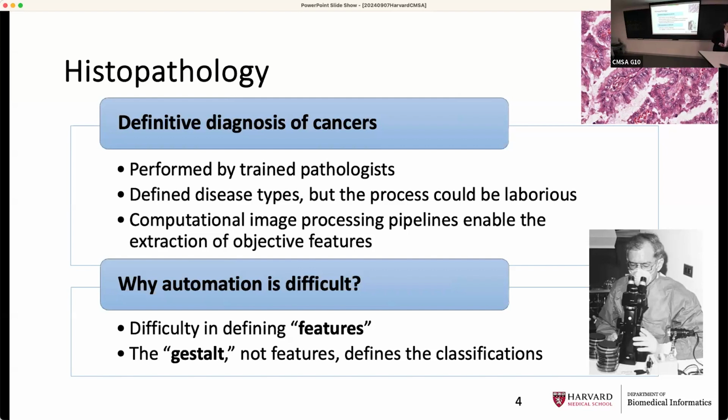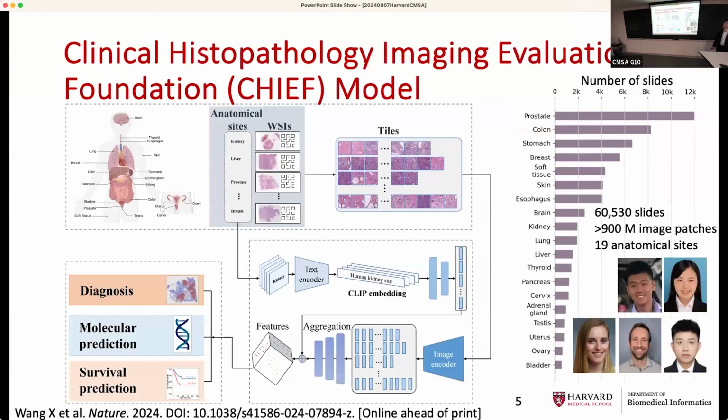And for many experienced pathologists, they are not looking for specific features, but instead the gestalt or the overall architecture in these high-resolution images. And those gestalt or the high-level view or the high-level feeling about the samples we are handling is not easily codified into computational systems. So to address this issue, here we developed a foundation model. Basically, it's a large model incorporating a tremendous amount of data in the training and the pre-training process. And we call this model the Clinical Histopathology Imaging Evaluation Foundation Model, or CHIEF model in short.